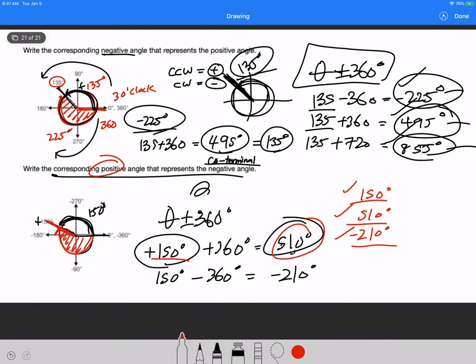Okay? Alright, so hope this video helped. I know that this last part is a little bit shaky, so please just understand that that is the formula, and that's all you have to remember. Theta plus and minus 360. And this is all dealing with coterminal angles.